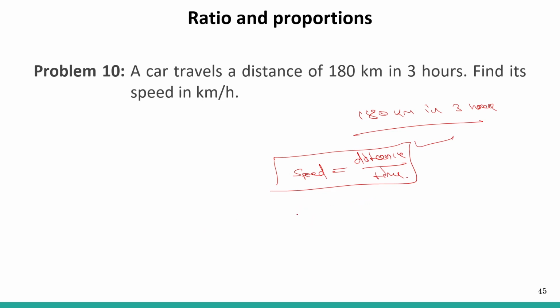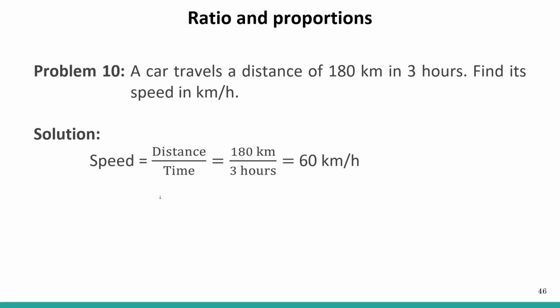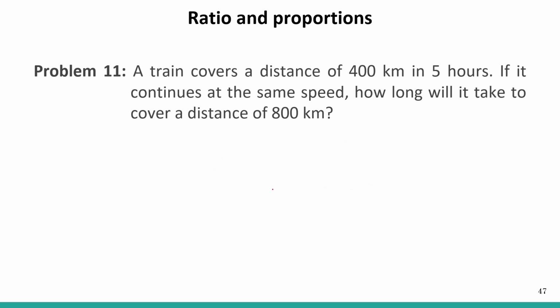What we have here is we don't have the speed, so let the speed be x. This is equal to distance by time. Distance is given in kilometers, that is 180 km, and the time is given in hours, that is 3 hours. So this is nothing but 60 km per hour. The speed of the car is 60 km per hour. This is the final answer. Here we used the speed distance time formula, 180 km by 3 hours, that is 60 km per hour.